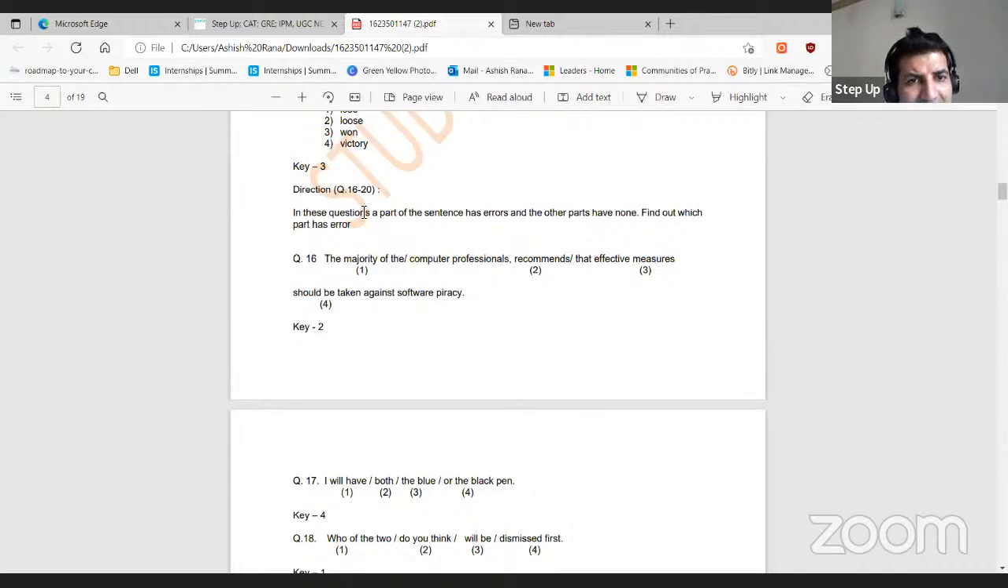So let's do this. It says in these questions, one part of the sentence has errors and other parts have none. Find out which part has an error, right? So: majority of the computer professionals recommends that effective measures should be taken against software piracy. Now, for example, this is a subject-verb agreement error. The majority recommend that effective measures should be taken against software piracy. So it should be recommend, not recommends. All right, so things like that.